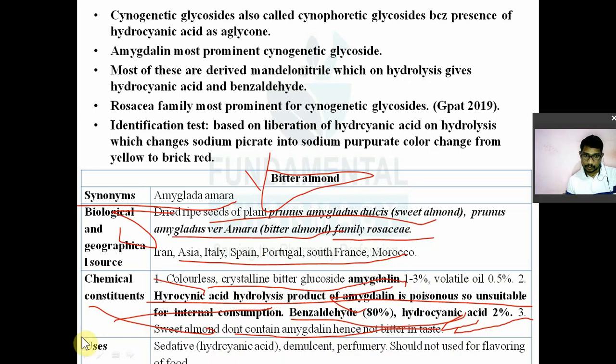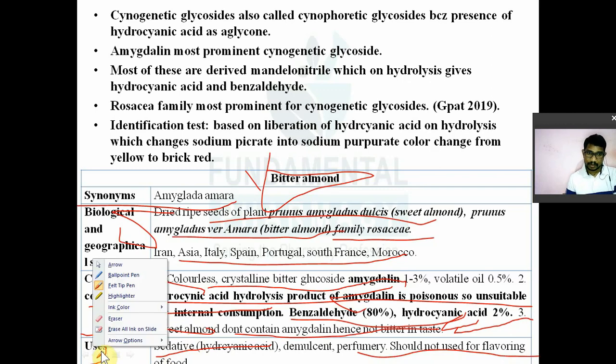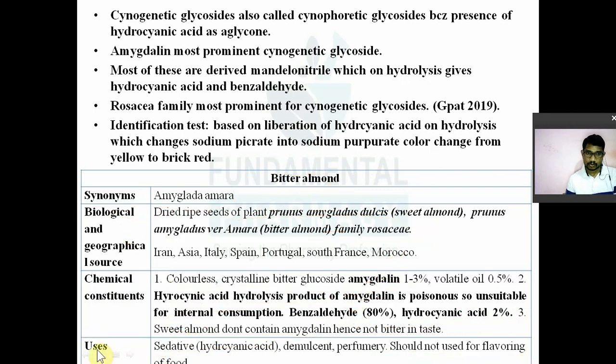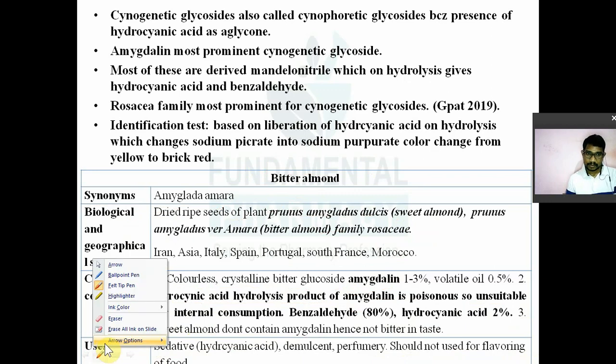Bitter almond is used as a sedative due to hydrocyanic acid. Demulcent, used in perfumery, should not be used as a flavoring agent for food preparation, because it contains hydrocyanic acid and that should not be used as a flavoring agent. Otherwise there will be poisoning.